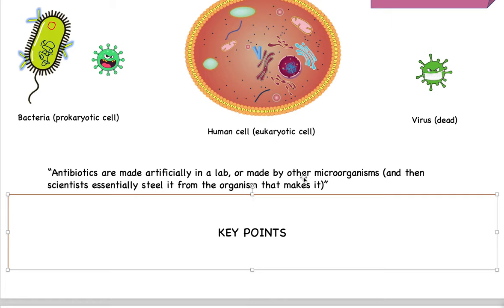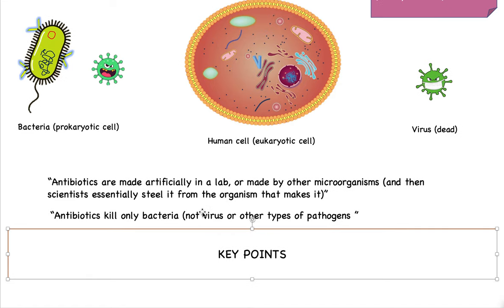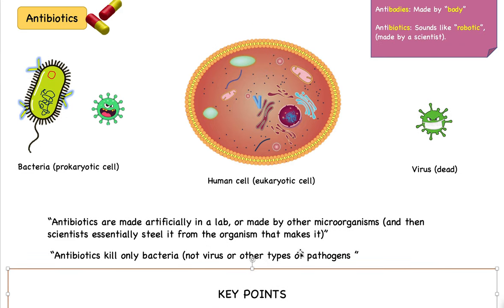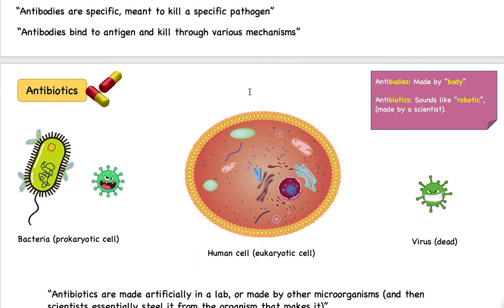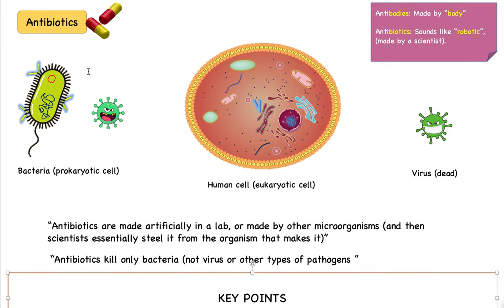This, I must agree, is a slightly confusing point, but if you get it, that's great. Antibodies kill only bacteria, not viruses or other types of pathogens. As I mentioned here, antibodies can be made against anything: viruses, bacteria, parasites, anything. Unlike antibodies, antibiotics are only made for bacteria. They can only kill bacteria. They can't kill viruses, parasites, or anything like that.